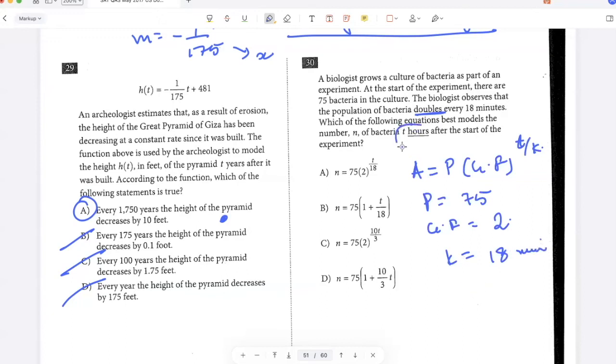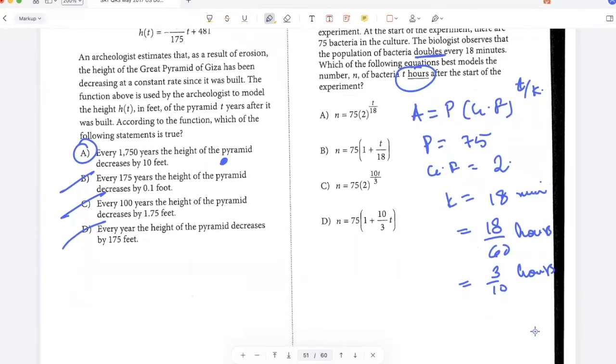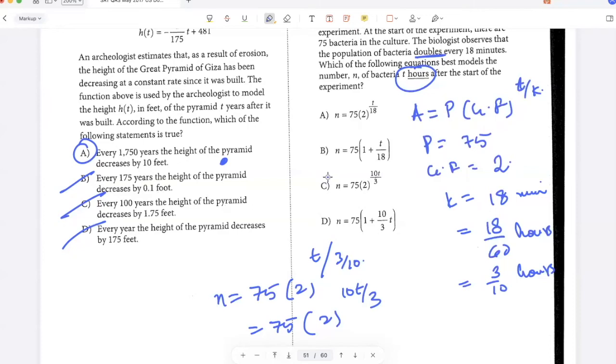But we need to talk about hours, so we'll have to convert this 18 by 60 hours, right? So that will be 3 by 10 hours. So the number of bacteria N would be 75 times 2 to the power T divided by 3/10, which is 75 times 2 to the power 10T by 3. 75 times 2 to the power 10T by 3. So C.